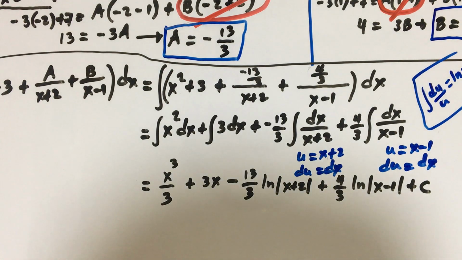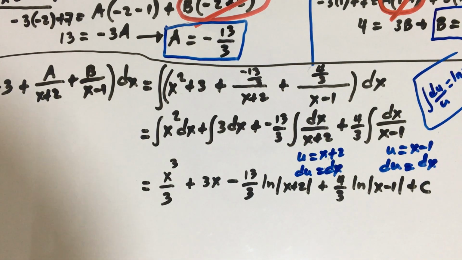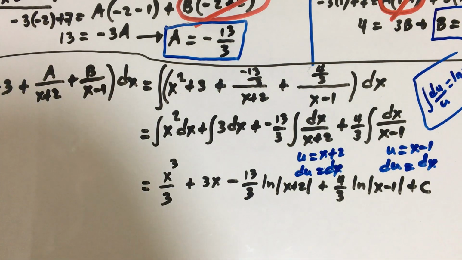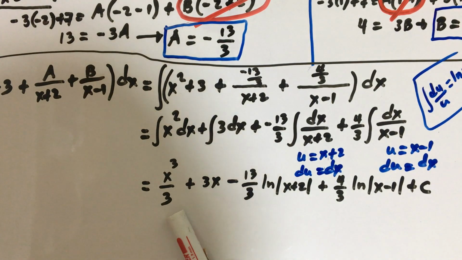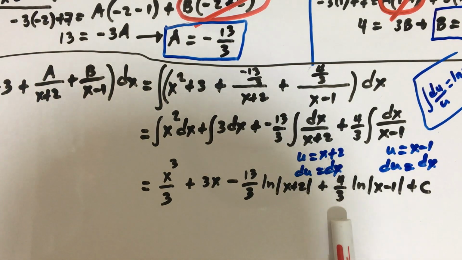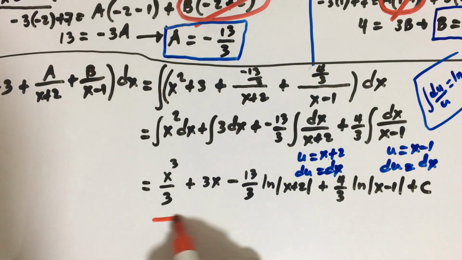So how to simplify that one? Do you have something to combine? You can simplify this if you want, or you can retain this as is. So let's check now. We have x cubed over 3 plus 3x minus 13 over 3 times ln of x plus 2 plus 4 over 3 ln of x minus 1 plus c. So this can be our final answer.